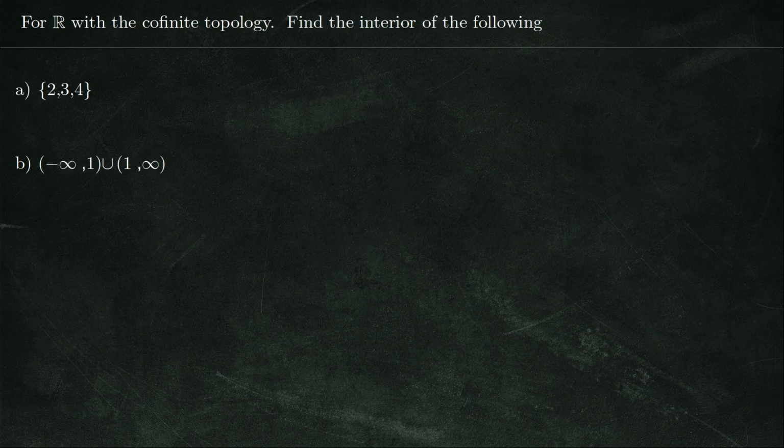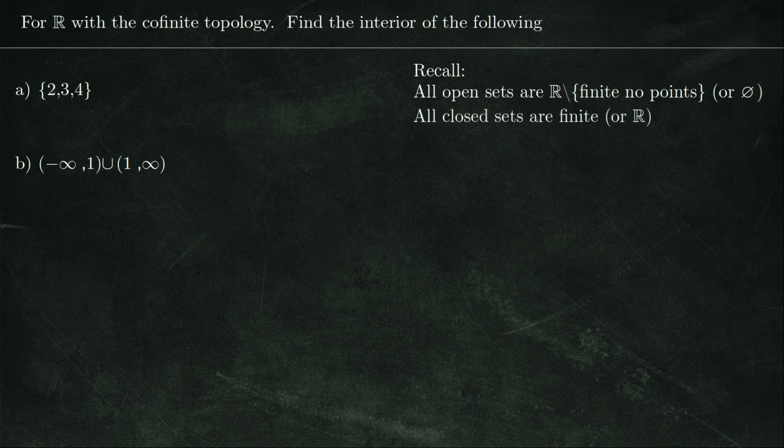Okay, let's find the interior of the following, this time with the cofinite topology. And again, we're going to recall that all open sets are of the form R complement a finite number of points, or the empty set, and all closed sets are finite, or the whole line. Okay, so have a think and then come back to the video.